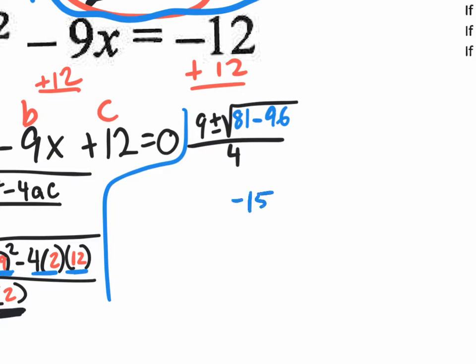And let me rewrite everything. 9 plus or minus the square root, and it's still over 4. Now, at this point, I believe in the back on the solutions, what does it say? No real answers? Could you guys check on the back, please? It says no real solutions.